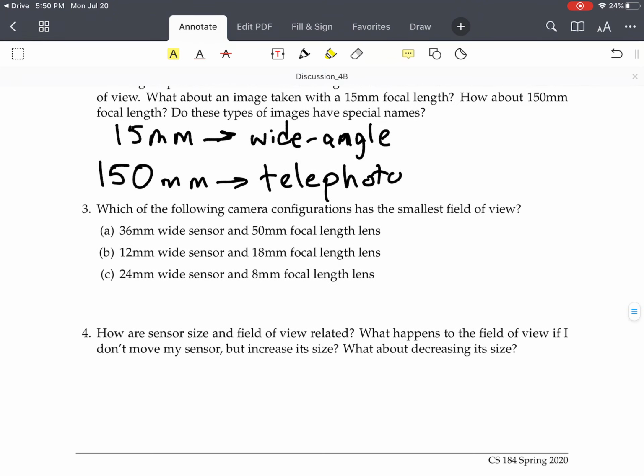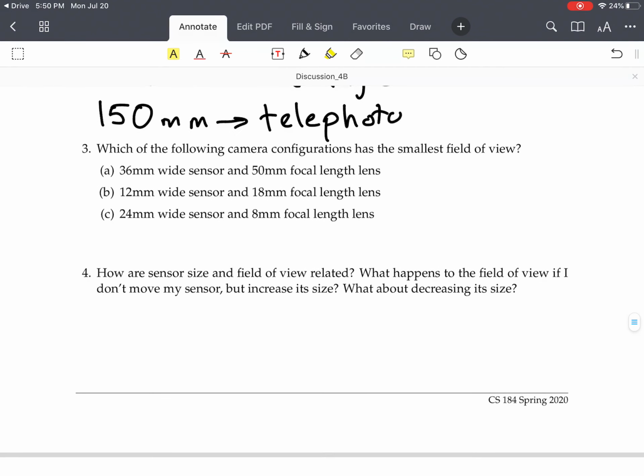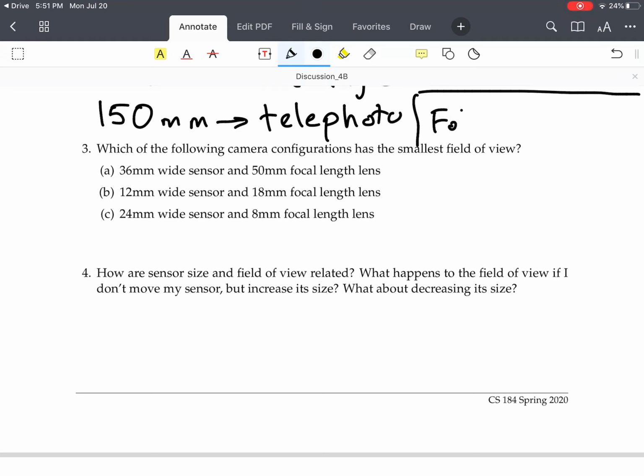Okay, let's keep going. Number 3. So which of the following camera configurations has the smallest field of view? Before we do this, something we need to know is that there's an equation, so let me put it up there. Field of view is equal to 2 times arctan of h over 2f, where h is the sensor size and f is the focal length.